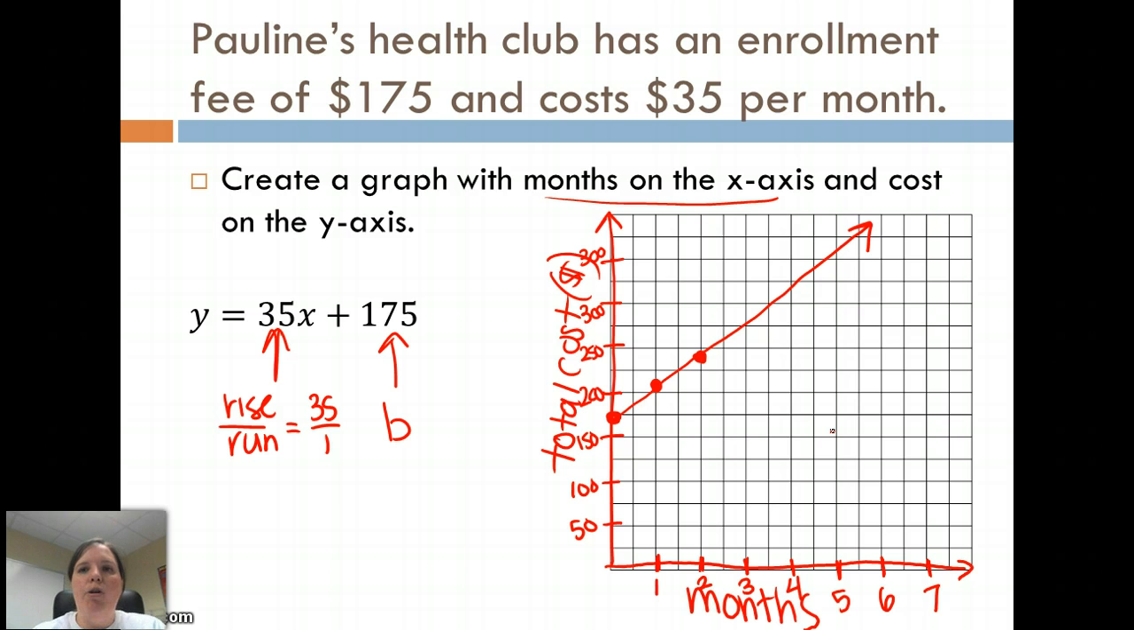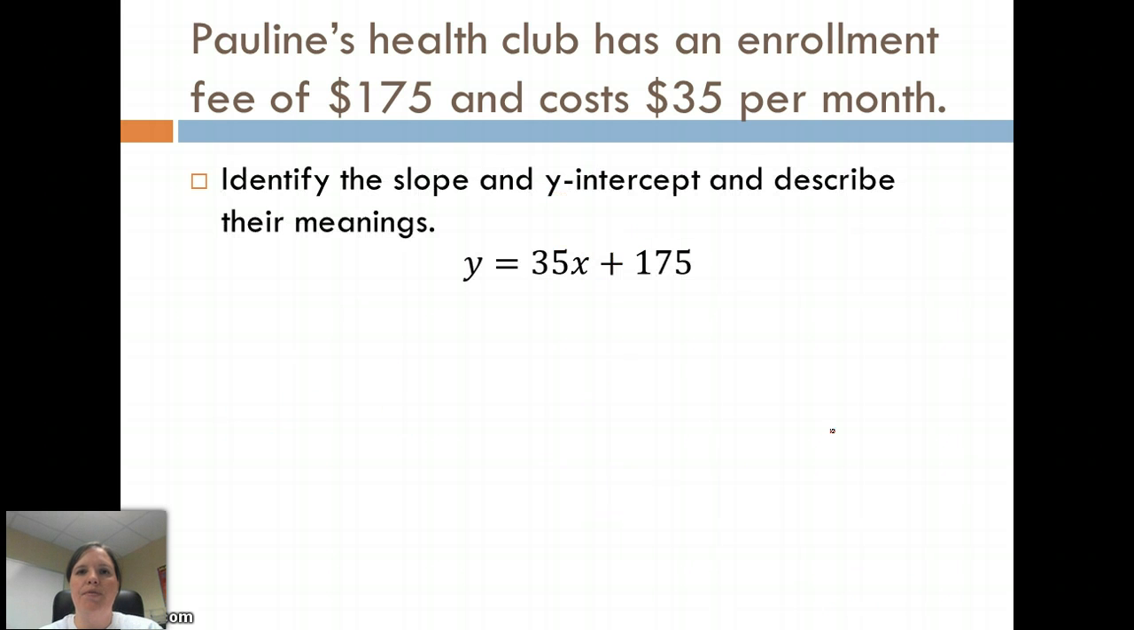But you can see how my situation, even if I just picked the points to graph them, they're all going to form this straight line. The rate of change is constant. The rate of change is $35 every single month. So important things on your graph: note the scale, note the labels, so that we can easily read what the graph is supposed to be showing.